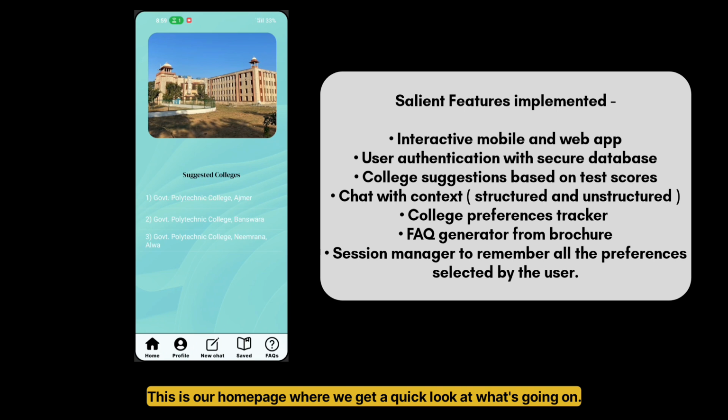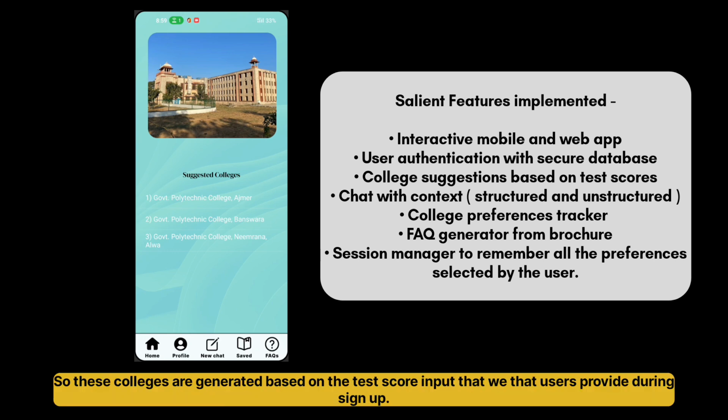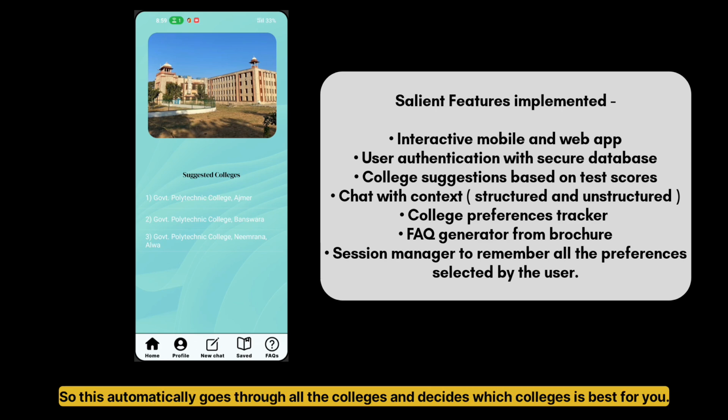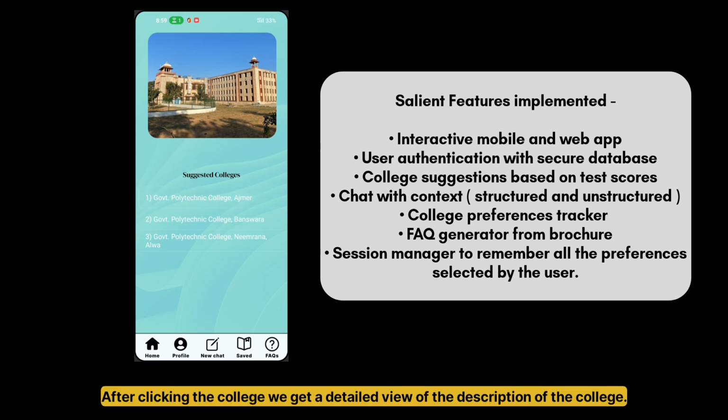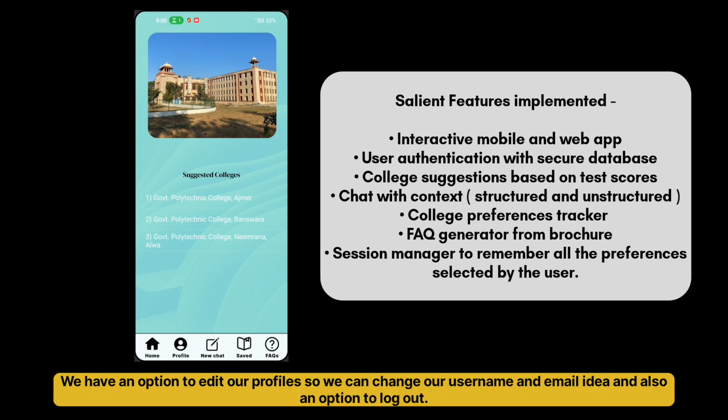This is our home page where we get a quick look at what's going on, and here we get a list of suggested colleges. These colleges are generated based on the test score input that users provide during sign up. So this automatically goes through all the colleges and decides which colleges are best for you, and it displays them on the front page. After clicking the college, we will get a detailed view of the description of the college, the fees, the seat intake, and all the courses that have been offered by the college.